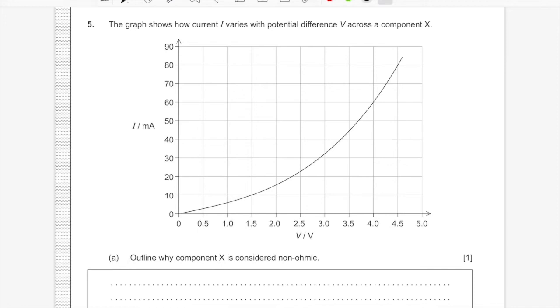Okay, question 5, we have this IV characteristic, and we have to say why this is non-ohmic. That's of course because we don't have a straight line through the origin. I is not directly proportional to V. That's the definition of an ohmic device.